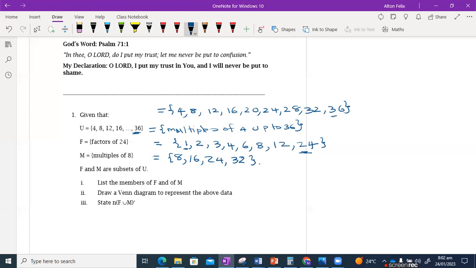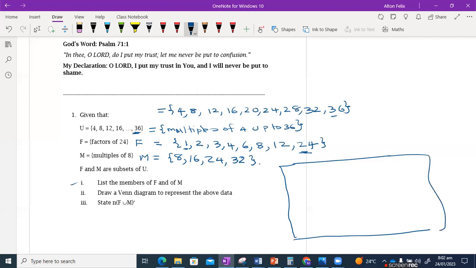Okay, so we have listed the members of F and M. This is set M here, and this is set F here. So we have answered part 1. Draw a Venn diagram to represent the above data. Right, so let's do that. Let's draw our Venn diagram here to represent the above data. So we need to position our universal set, usually written as that rectangle, and we have 2 sets which are subsets, and they are usually represented by our circles as shown.